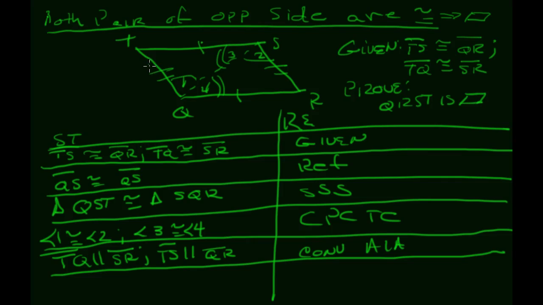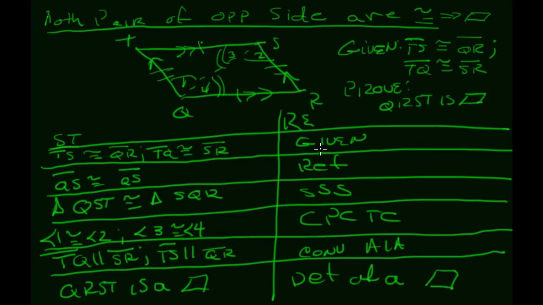So now I have TQ being parallel to SR and TS being parallel to QR, which means that I have a parallelogram. QRST is a parallelogram by the definition of a parallelogram. Alright, so that one tells me that if I have both pairs of opposite sides being congruent, then I have a parallelogram.